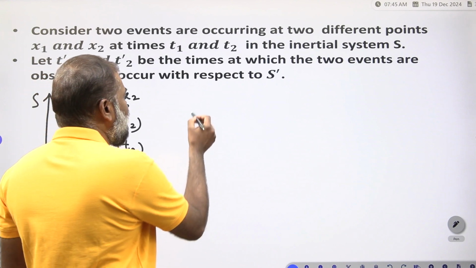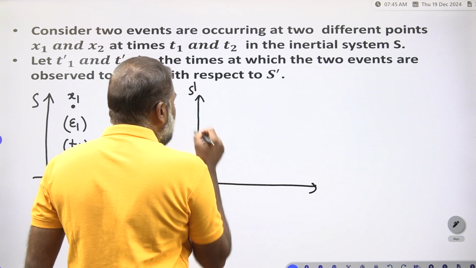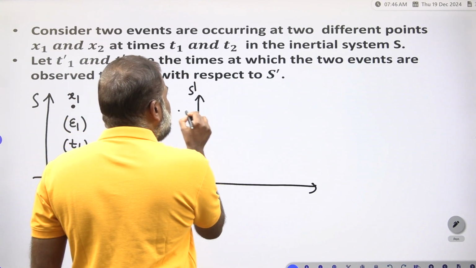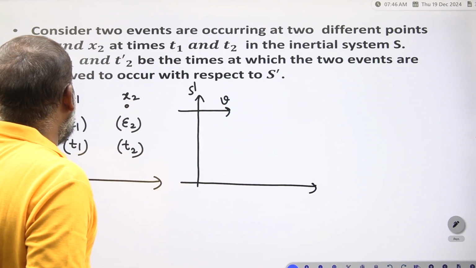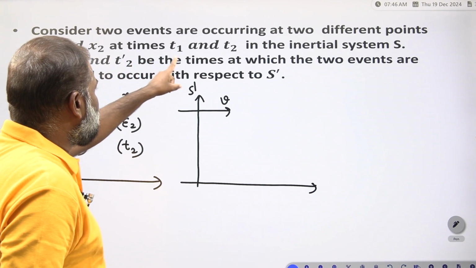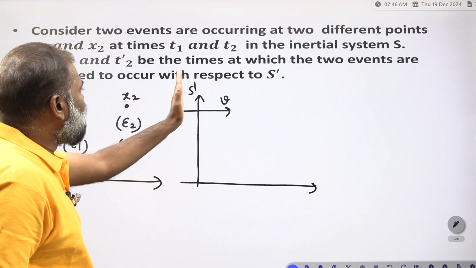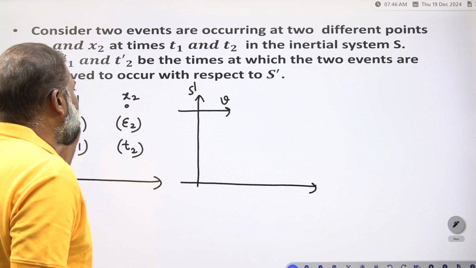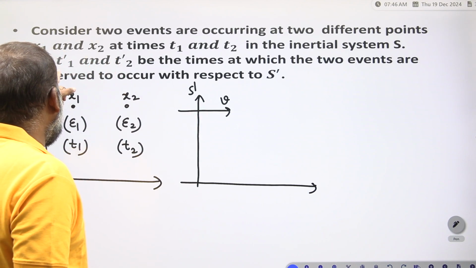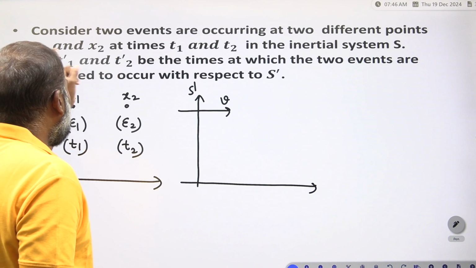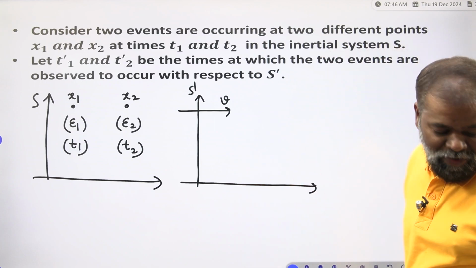Similarly, if you have to take the S dash frame, you have to consider that this S dash frame is moving with velocity v with respect to S. Similarly, t1 dash and t2 dash are the times at which the two events are observed to occur with respect to the S dash frame. Clear? So with respect to the S dash frame, what do we have to write?